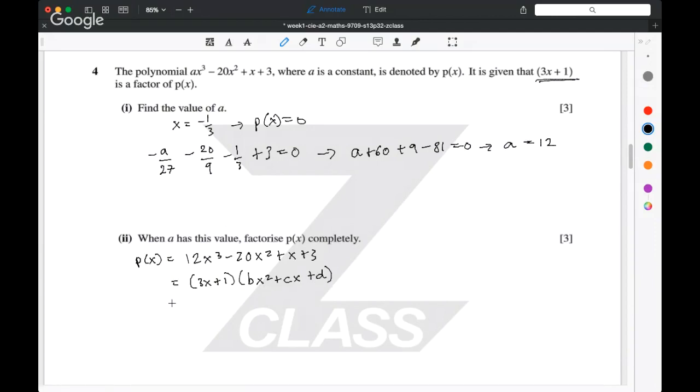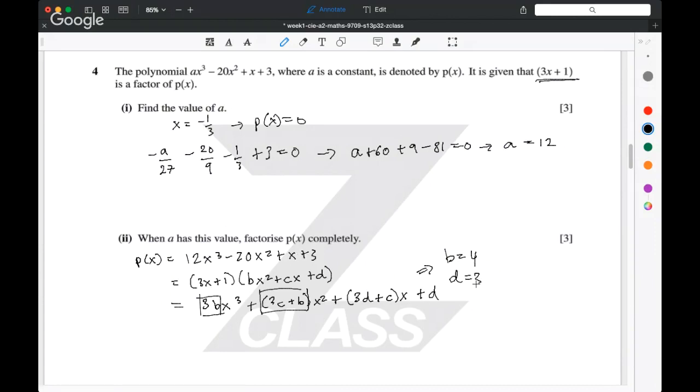And I'm going to multiply this out, giving me 3bx cubed plus, now look for the x squared terms, 3c plus b x squared plus, and then the x terms would be 3d plus c x plus d. So you can see immediately that b is equal to 4, because you're comparing coefficients of powers of x. So 3b must be equal to 12, so b must be equal to 4, and d must be equal to 3, because it's the only thing that's not got an x in front of it.